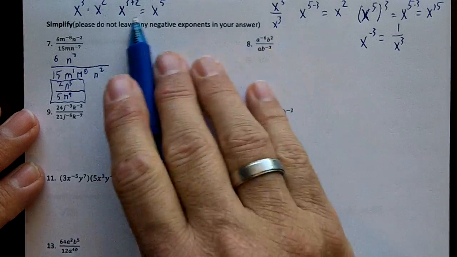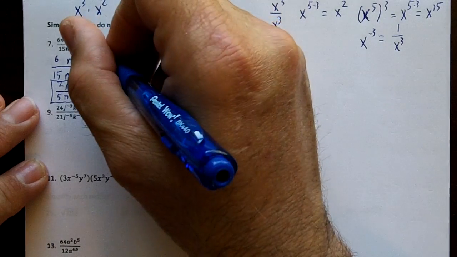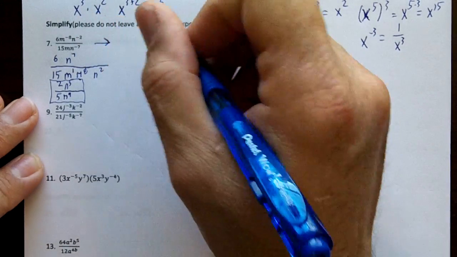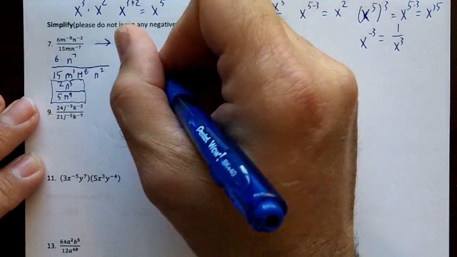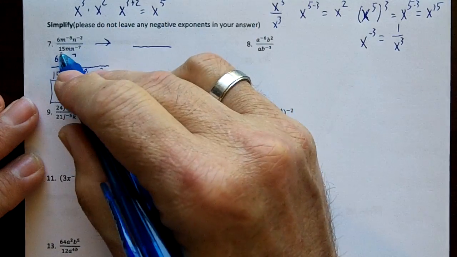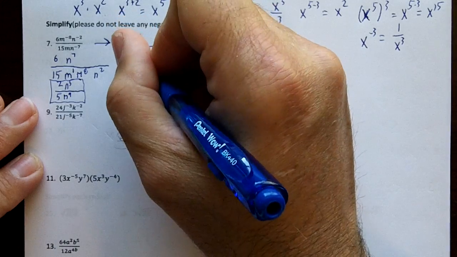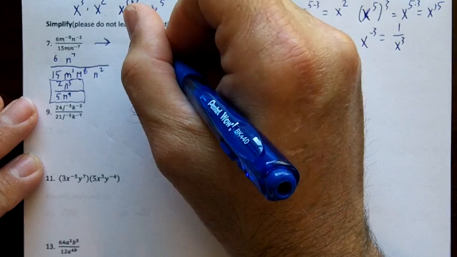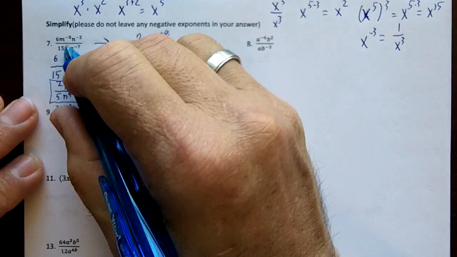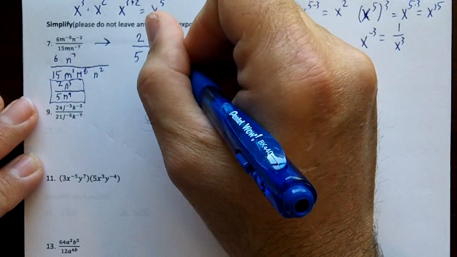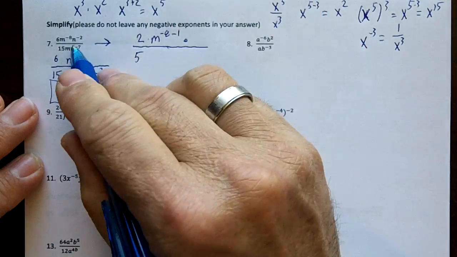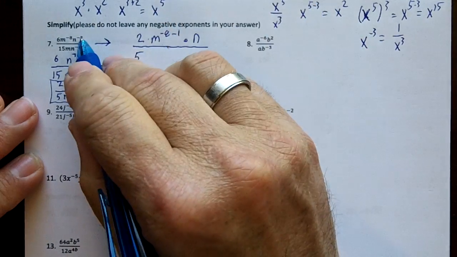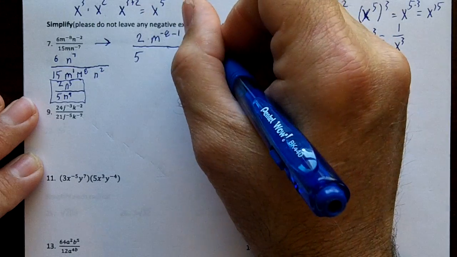The other way is to do the arithmetic like this. Okay, so let's go over here. What's 6 over, draw a fraction bar. 6 over 15 simplifies to 2/5. Then you're just going to subtract your exponents. You're going to do m to the negative 8 minus 1 times n to the negative 2 minus a negative 7.